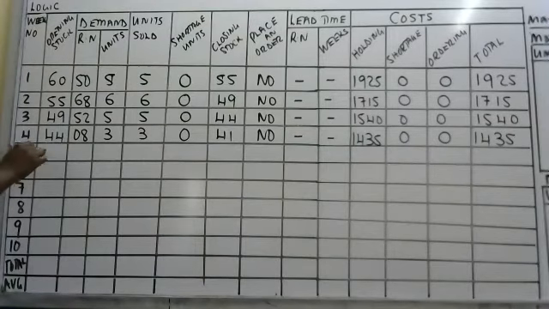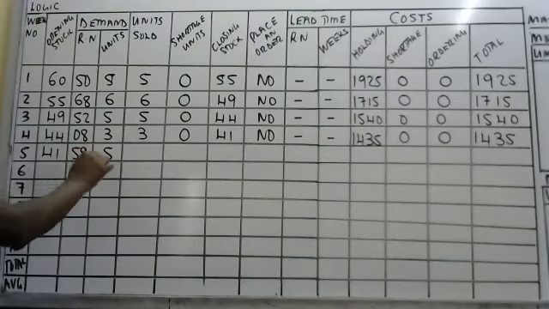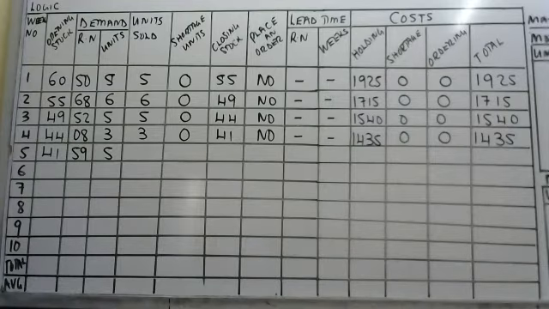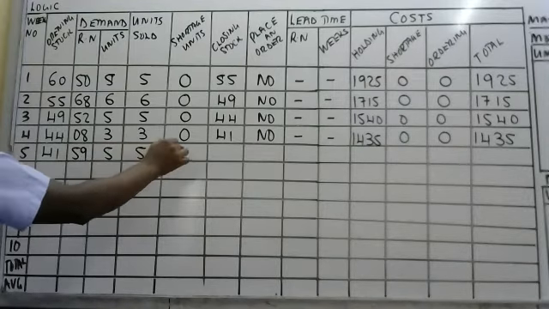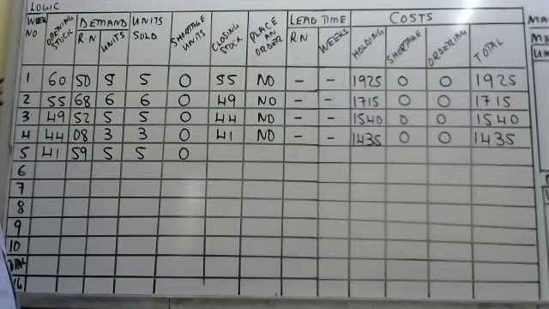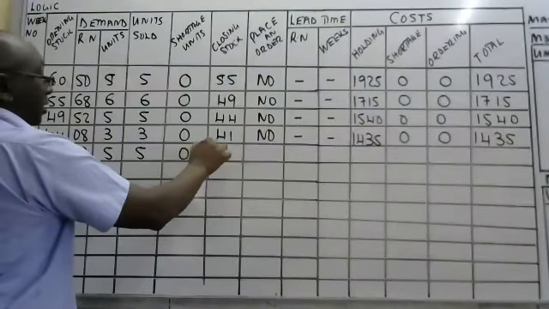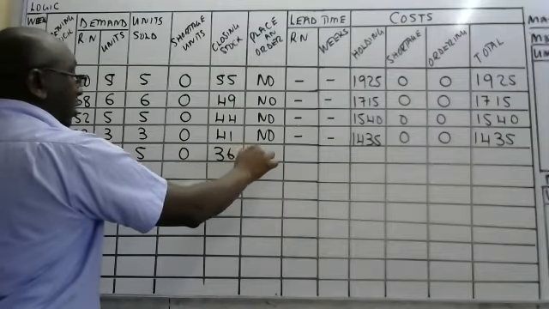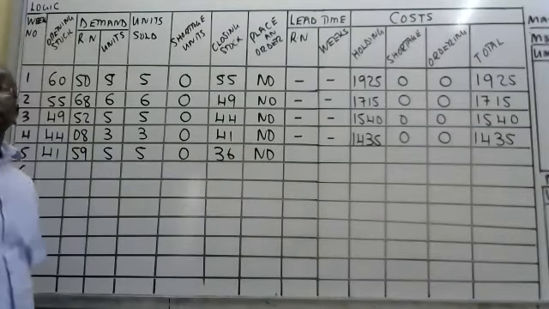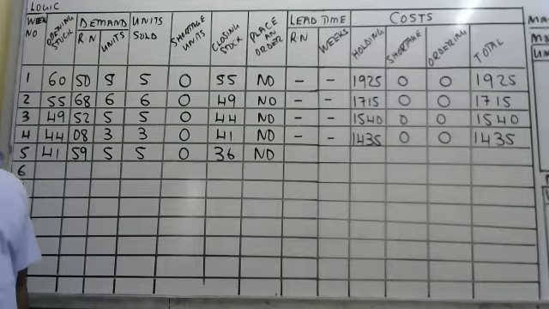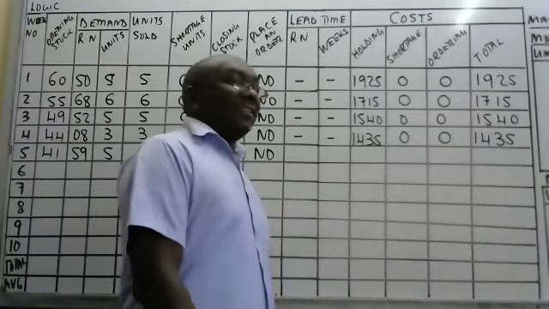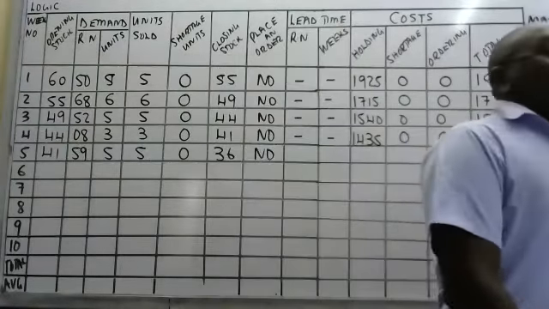Week 5, we open with 41. Random number 59. We have how many units? So how many do you say? Shortage is 0. Closing stock is 36. Do you place the order? No. An exclamation mark. So let's deal with the exclamation mark.